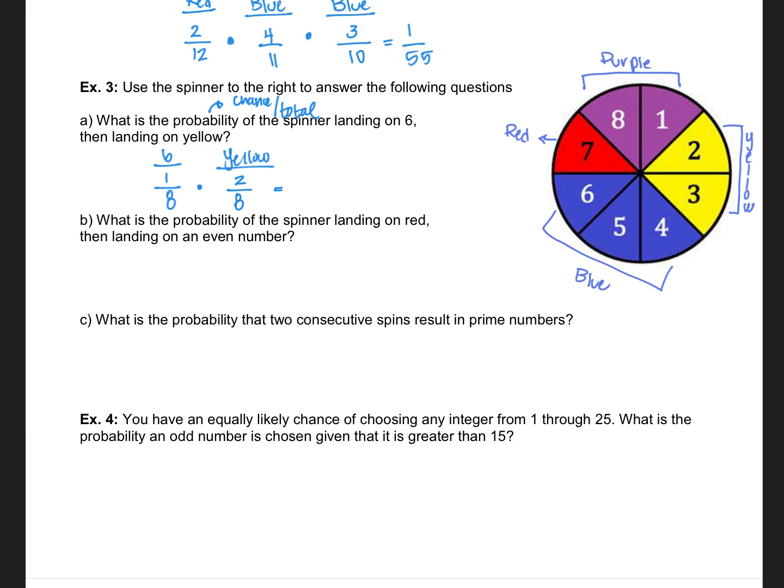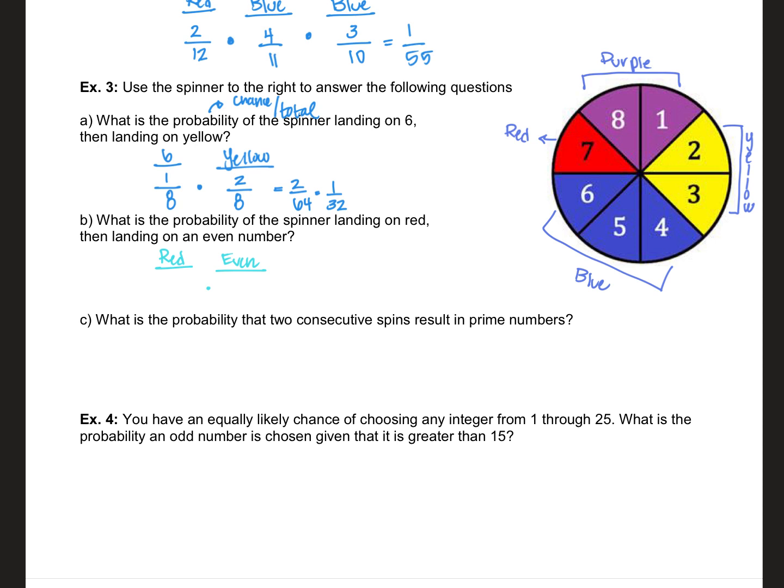So when I multiply these together, I get 2 over 64, reduce my fraction down, and I get 1 over 32 as my probability. Okay, part B. What is the probability of the spinner landing on red, then landing on an even number? So red and even. Those are my 2 events being multiplied together.